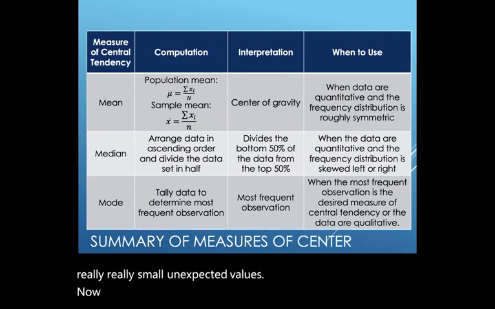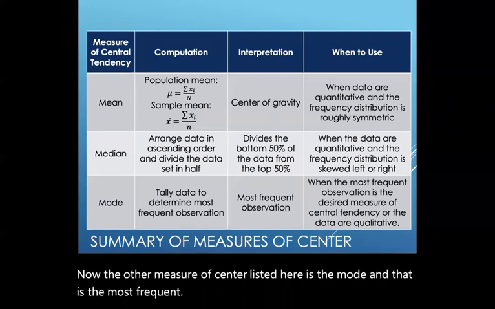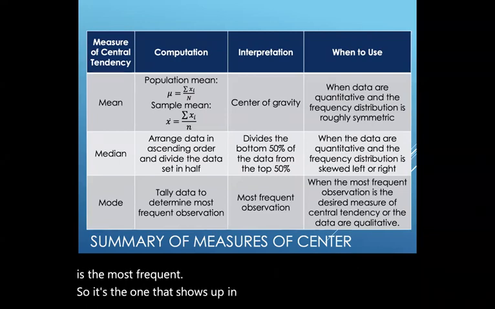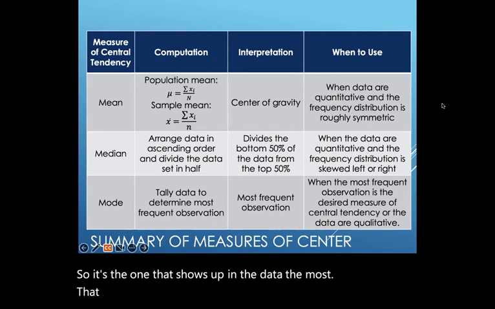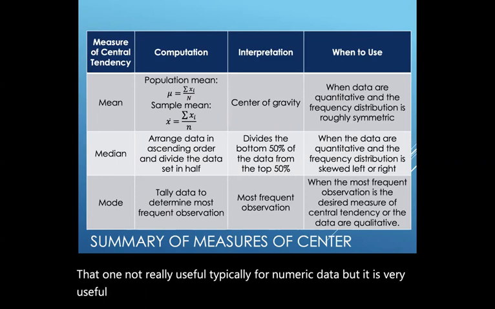Now, the other measure of center listed here is the mode, and that is the most frequent. So it's the one that shows up in the data the most. That one's not really useful typically for numeric data, but is very useful for qualitative data because it's the only measure of center you have for qualitative data.